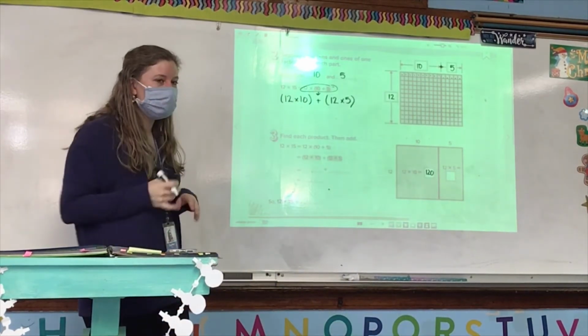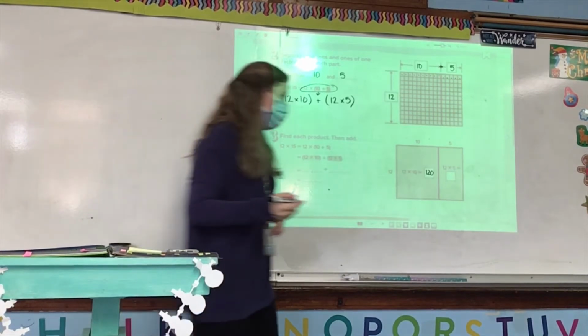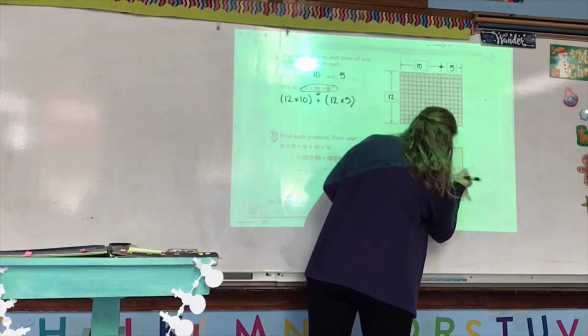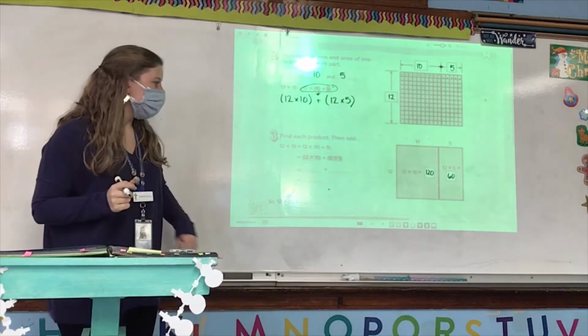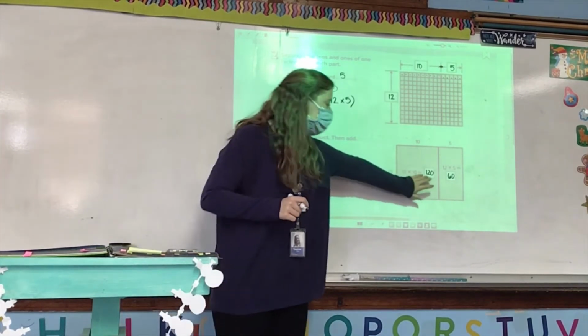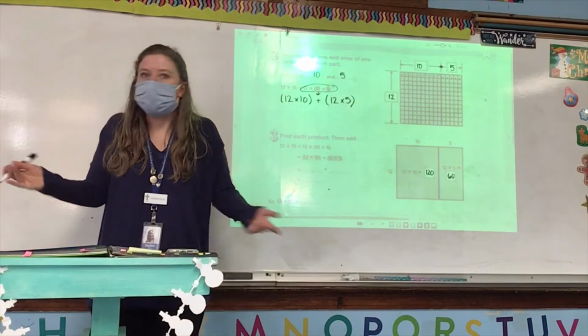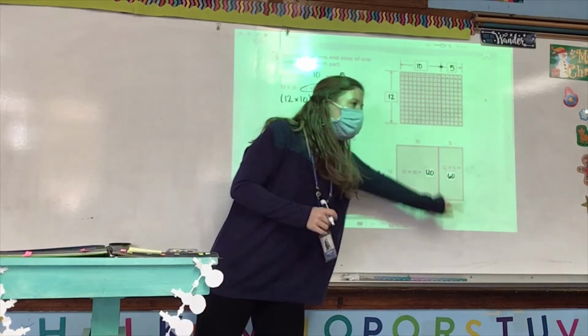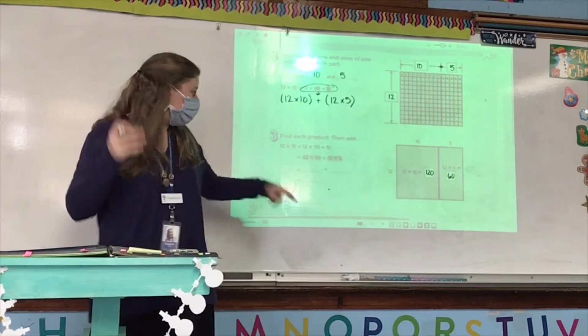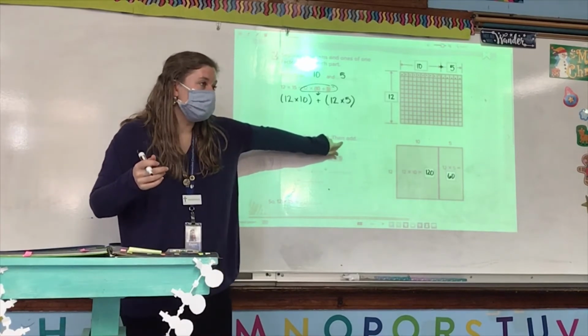12 times 5 is what, class? 60. Thank you, Zadie and Zari, for knowing your basic facts. So we know 12 times 10 is 120 and 12 times 5 is 60. Can we just leave it like that? Is our answer 120 and 60? No, because then we have to add.